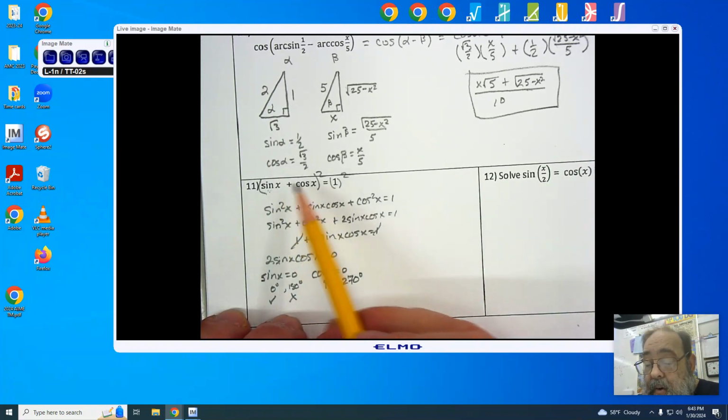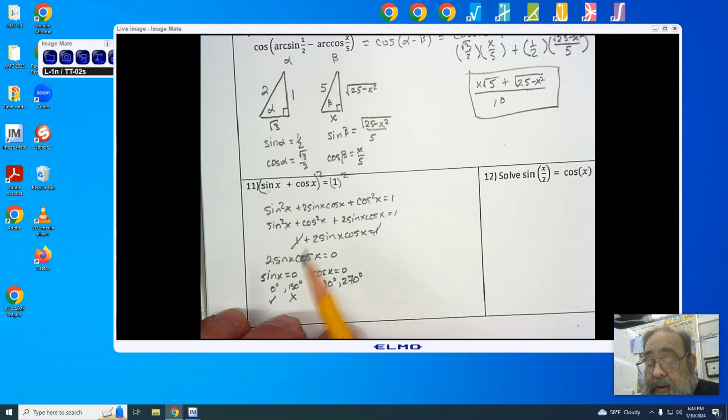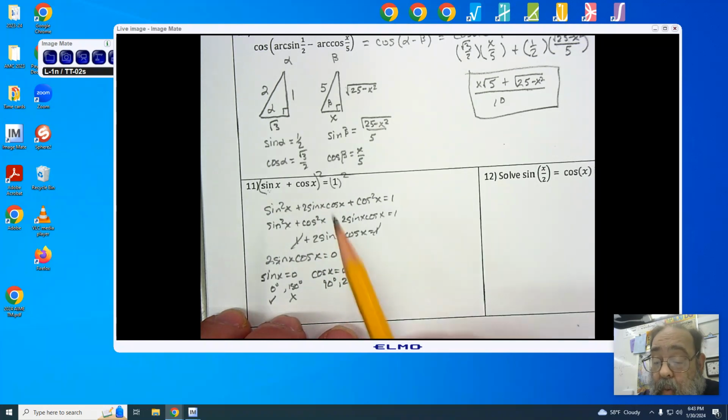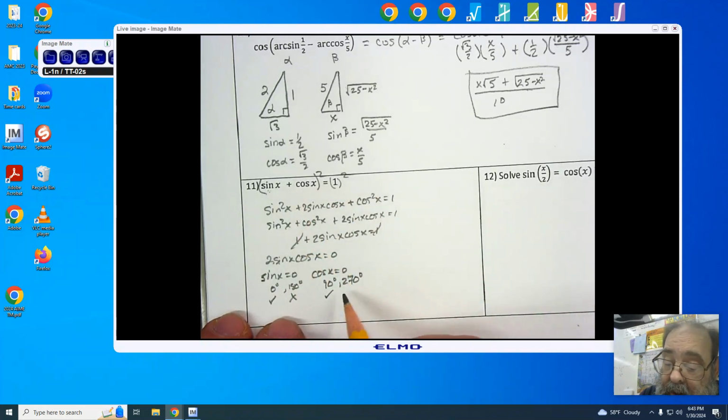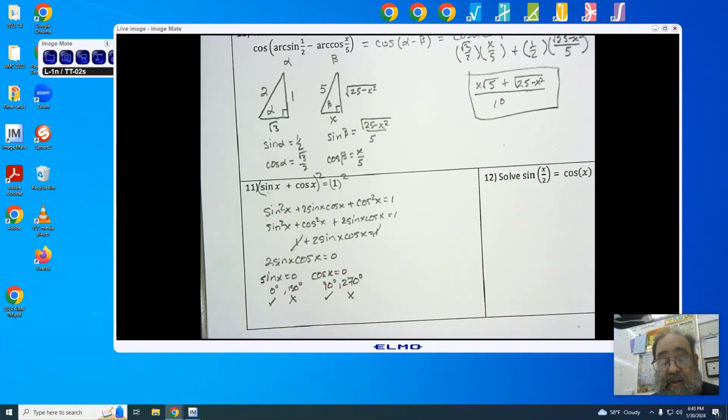When we do 90 degrees, the sine of 90 degrees is 1, the cosine of 90 degrees is 0, 1 plus 0 is indeed 1, so 90 degrees is a valid answer. If I put in 270, I now get negative 1 plus 0, and negative 1 doesn't equal 1, so 270 is not a valid answer.